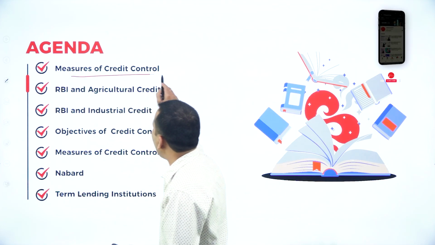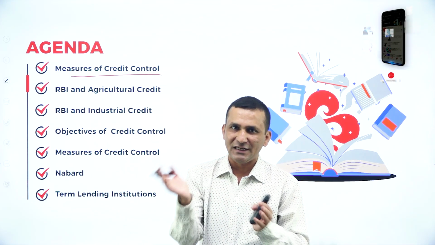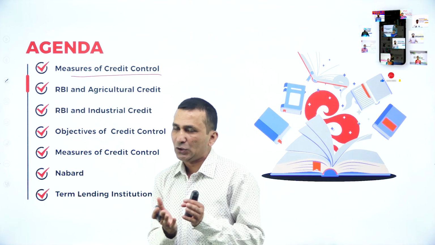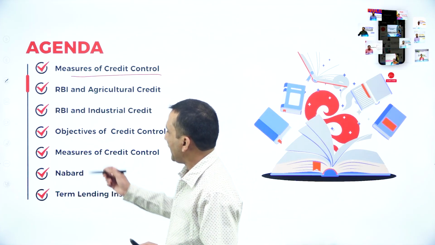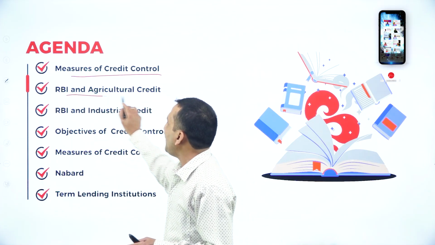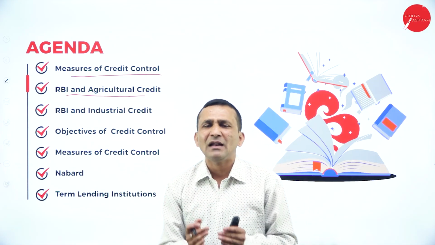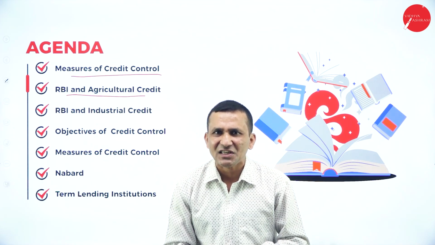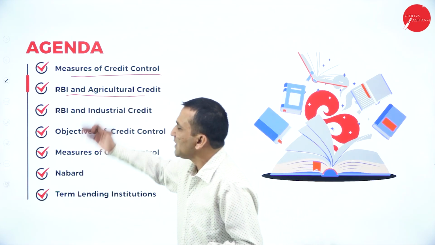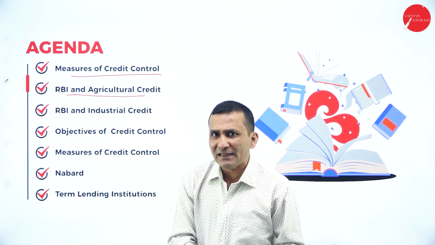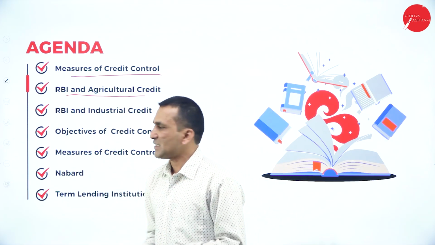The measure of credit control is one of the RBI's main functions. In the last section, I told you why credit control is very important for the RBI to take responsibility for, and also the RBI and agriculture credit. Any country that wants to develop needs to support the neglected section, and the RBI wants to support agriculture, which is being neglected nowadays. That's the responsibility the RBI is taking.